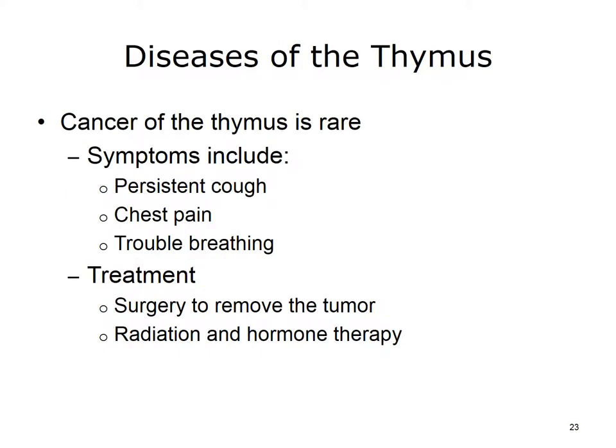Cancer of the thymus is rare. You are more likely to develop it if you have other diseases such as myasthenia gravis, lupus, or rheumatoid arthritis. Sometimes there are no symptoms. Other times, thymus cancer can cause a cough that doesn't go away, chest pain, or trouble breathing. The most common treatment is surgery to remove the tumor. Other options include radiation and hormone therapy.